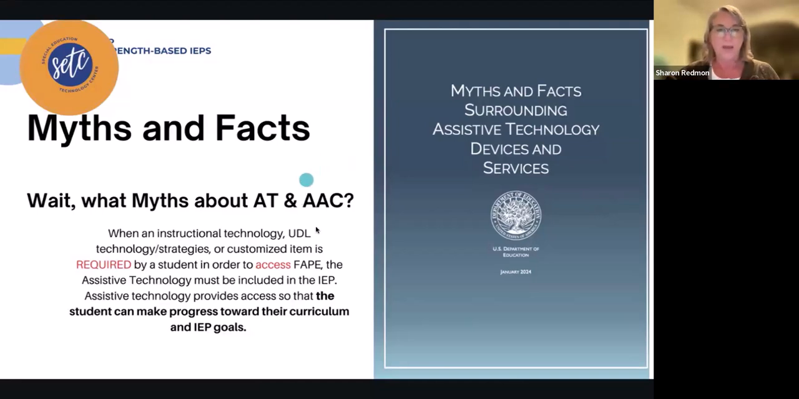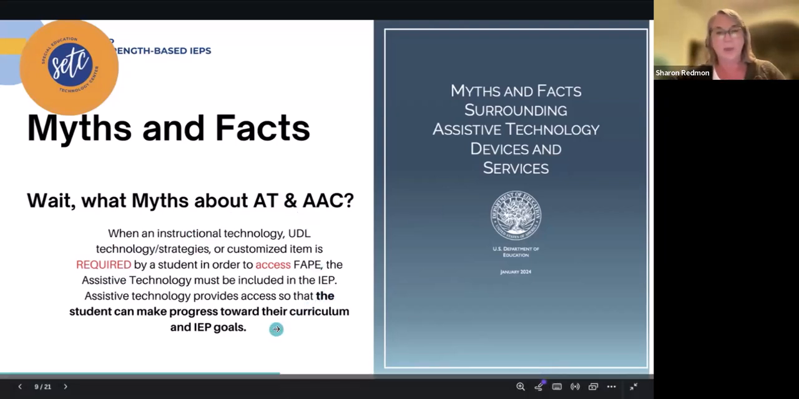So we know that, let's see here. I have some red highlighted letters or words that seem to be very important, so that we make sure things are customized when we're looking at assistive technology required by students in order to make adequate progress and making sure that they can access FAPE.